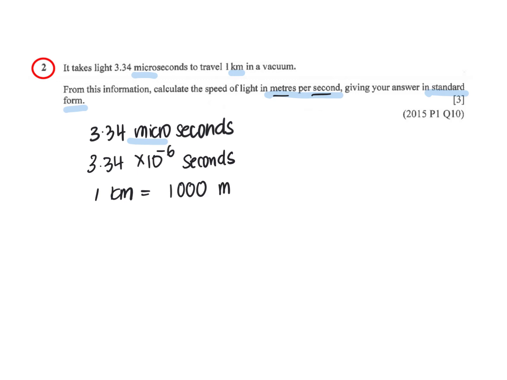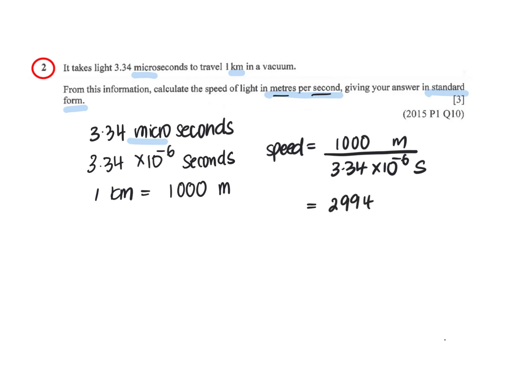Now that we got the correct units, let's find our speed. So speed is equal to distance divided by time. The distance will now be 1,000 meters over the time, which is 3.34 times 10 to the power negative 6 seconds. Okay, using this, we shall key this into our calculator. 3.34 times 10 to the power minus 6. And the answer from my calculator is 299401197.6. Now this number is not yet in standard form, so we need to convert this to standard form.